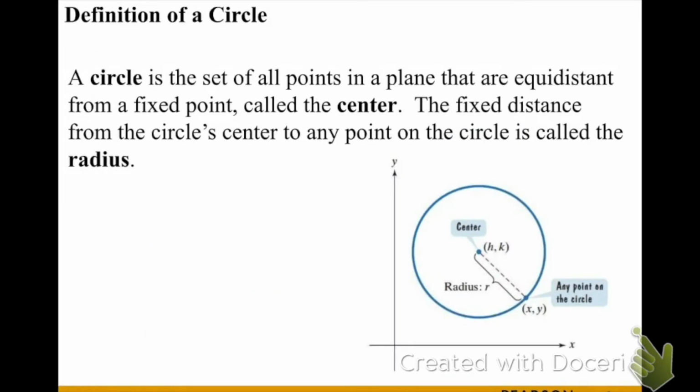When working in the coordinate plane, the distance and midpoint formulas can help us find the equations of circles. So it's important for us to define what a circle is before we go further. Note, a circle is going to be the set of all points in a plane that are equidistant from a fixed point, called the center. The fixed distance from the center of the circle to any point on the circle is going to be called the radius. We will always denote the center of a circle using the coordinates (h, k), and the radius will be denoted as r. Any other point on the circle we will use the coordinates (x, y).